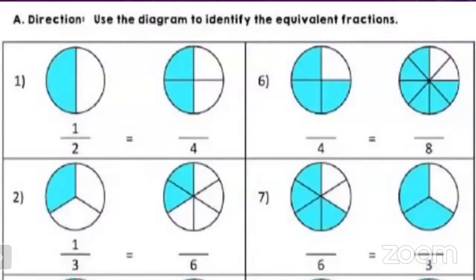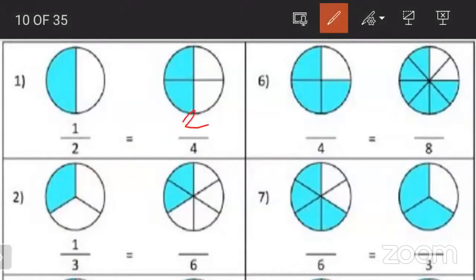Now look here. We have one exercise. Use the diagram to identify the equivalent fraction. Very first, look here. The first figure is divided into 2 equal parts. One part is colored. So 1 upon 2 is correct, because the figure is divided into 2 parts and 1 part is colored. Look at the second figure. The figure is divided into 4 parts, and out of the 4 parts, 2 parts are colored. So let us write here 2 upon 4. So this is also the equivalent fraction, isn't it? Because the colored portion of this figure and this figure is equal.